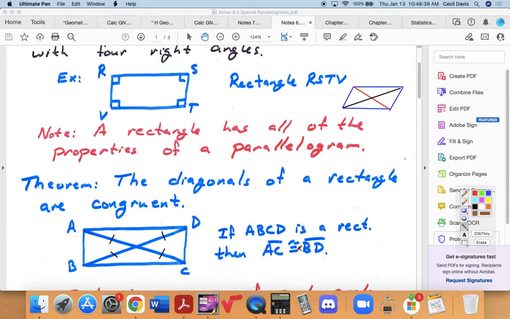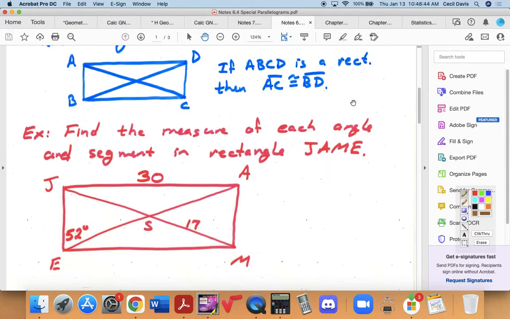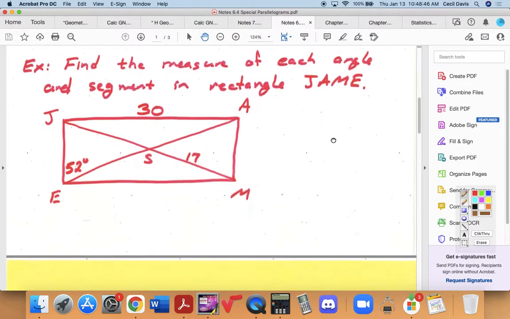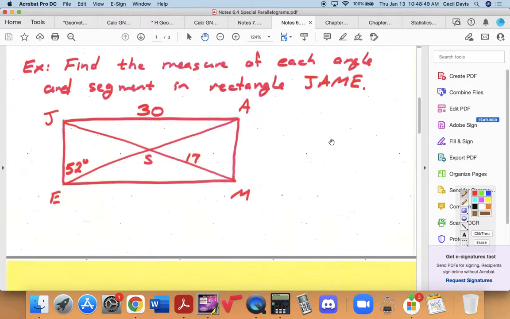All right. So, let's do an example problem. We're going to find the measure of each angle and segment in rectangle JAME. I'm only going to give you one angle, and I'm going to give you 2 segments. That's all you get. It's enough to do this whole problem, though. Let's start with the angles. I'm going to do the angles in blue.